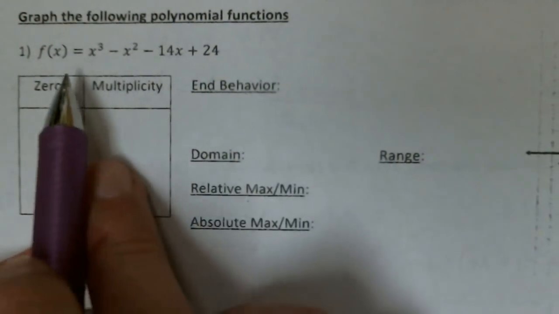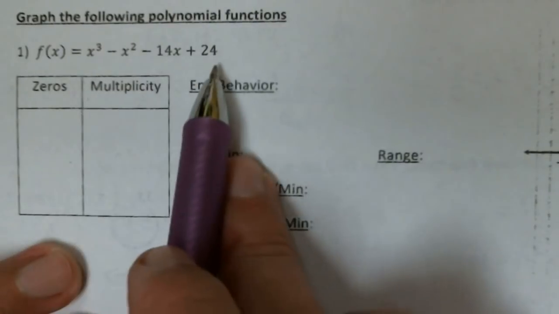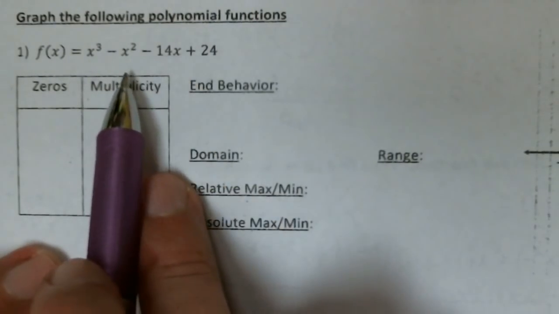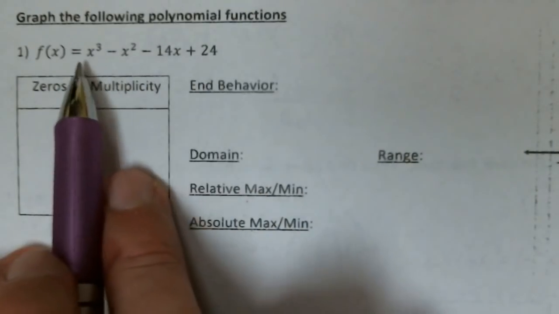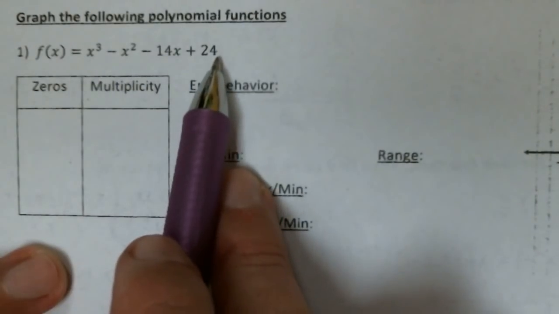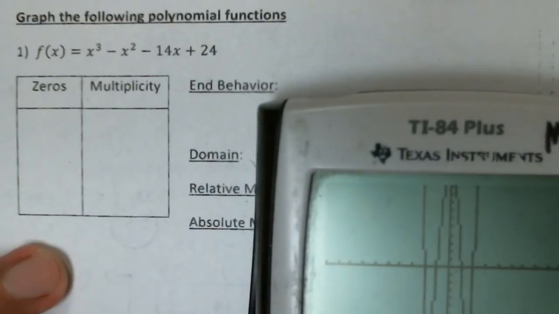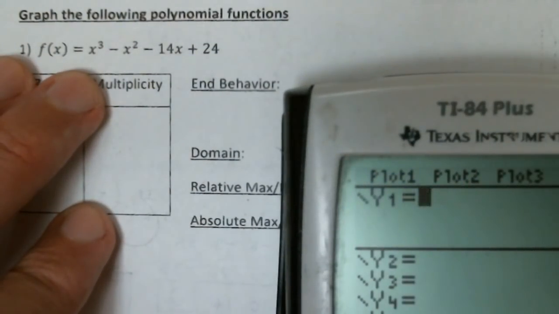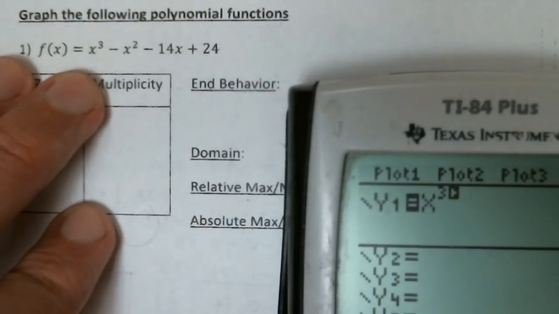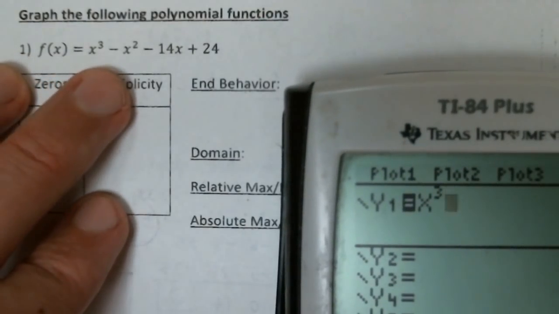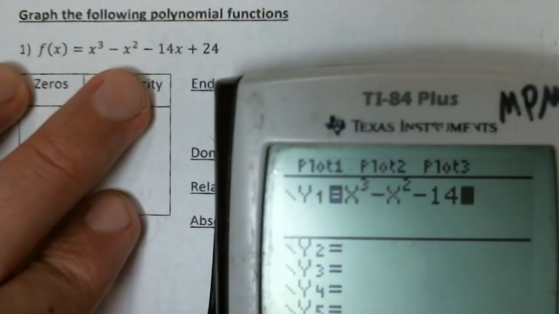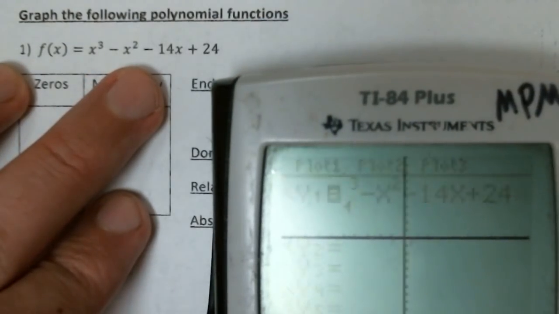All right, so when you're given a graph here, the first thing we'll do is find the zeros. To find the zeros here, we can't factor this because that's just 1, and we got 14s and 24s over here. So I'm going to go to my calculator. I'm going to graph this, x raised to the third minus x squared minus 14x plus 24. Okay, let's graph that.